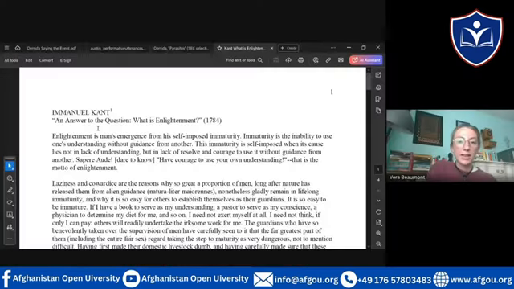Enlightenment is man's emergence from his self-imposed immaturity. Immaturity is the inability to use one's understanding without guidance from another. This immaturity is self-imposed when its cause lies not in lack of understanding, but in lack of resolve and courage to use it without guidance from another. We'll skip over the French. Dare to know. Have courage to use your own understanding. That is the motto of enlightenment.